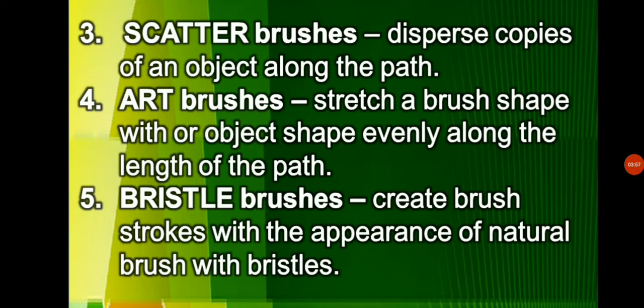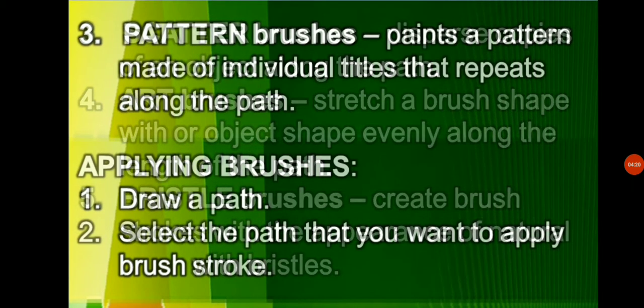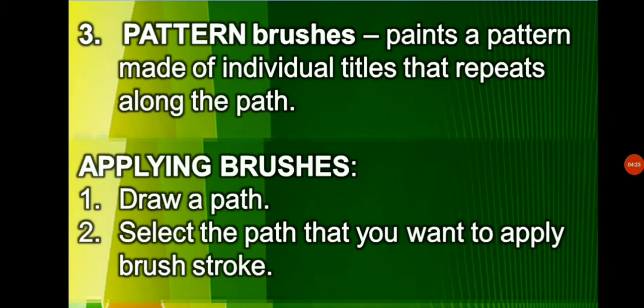Next is the scatter brushes. It disperses copies of an object along the path. Next is art brushes. Stretch the brush shape or object shape evenly along the length of the path. Next is the bristle brushes. It creates brush strokes with the appearance of natural brush with bristles. Next is the pattern brushes. Paints a pattern made of individual tiles to fit along the path. Pattern brushes can include up to 5 tiles for the sides, inner corner, outer corner, beginning and the end of the pattern.